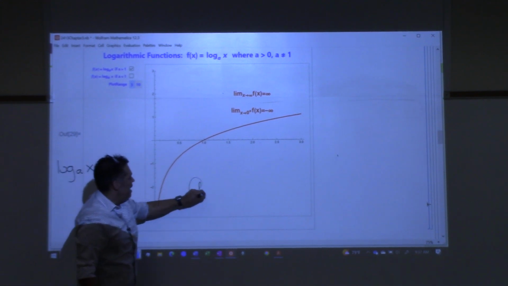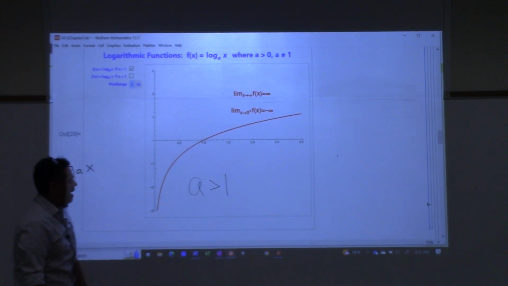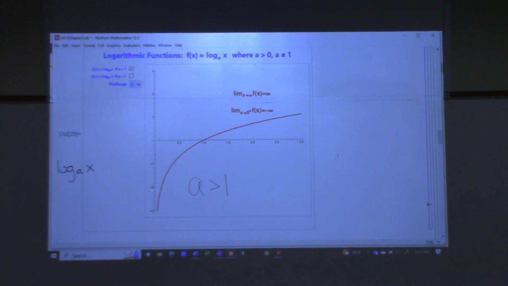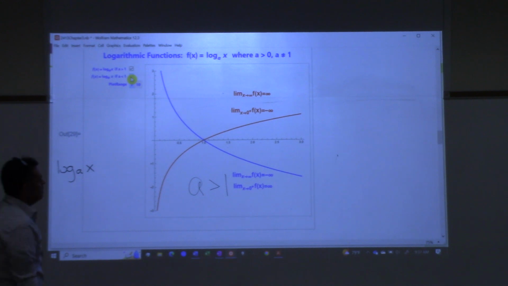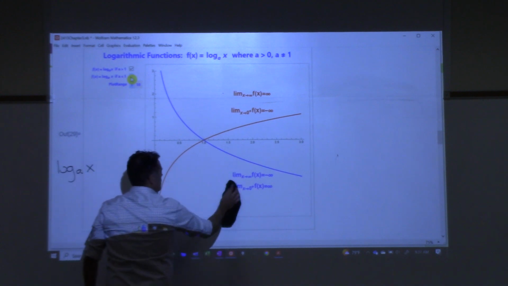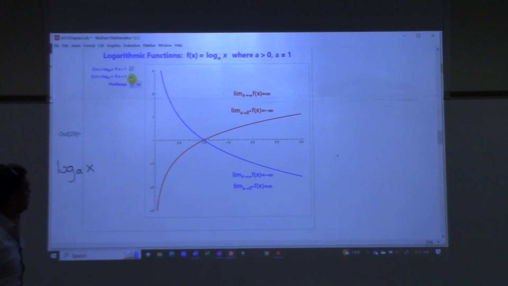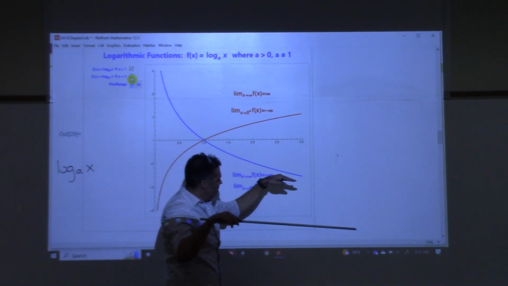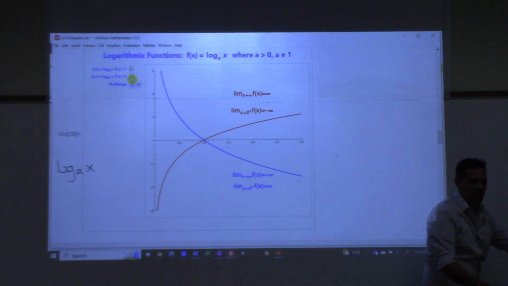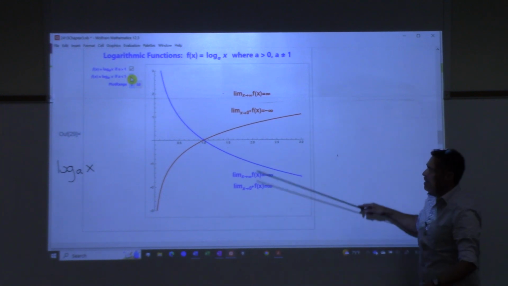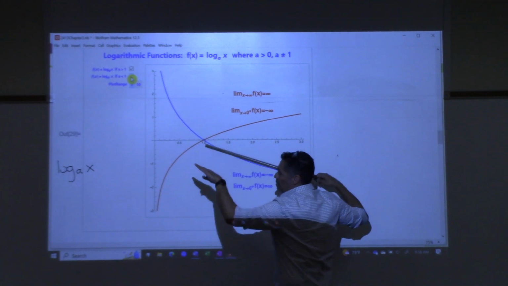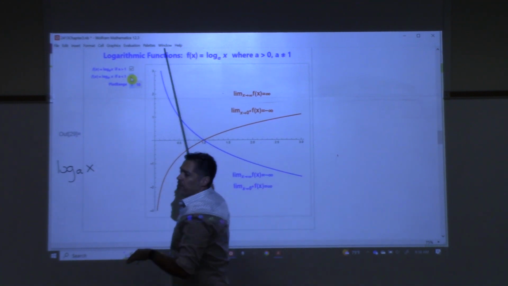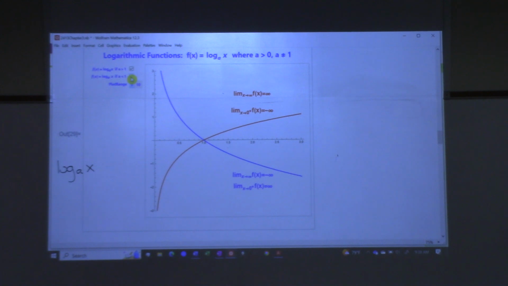This is only if a is bigger than 1. If a is less than 1, here's what it looks like. It's a little bit different. So the blue is if a is less than 1. If a is less than 1, then what happens as we go out to the right? It heads to negative infinity this time, right? It's going down and down and down. And as we head to 0 from the left, right, as we come this way, it takes off to positive infinity instead of going down to negative infinity.